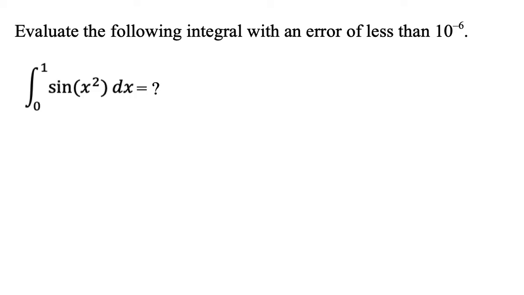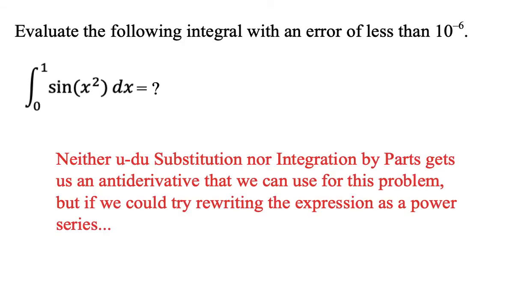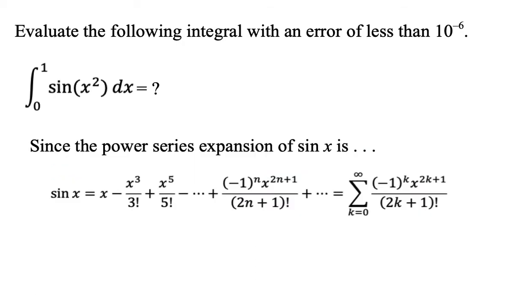For the integral from 0 to 1 sine of x squared dx, we would like to evaluate the integral with an error of less than 10 to the negative sixth. But neither u substitution nor integration by parts gets us an antiderivative that we can use for this problem. But if we try rewriting the expression as a power series, we might have greater success.